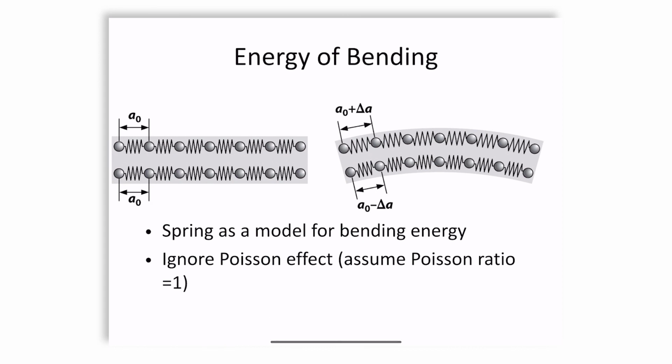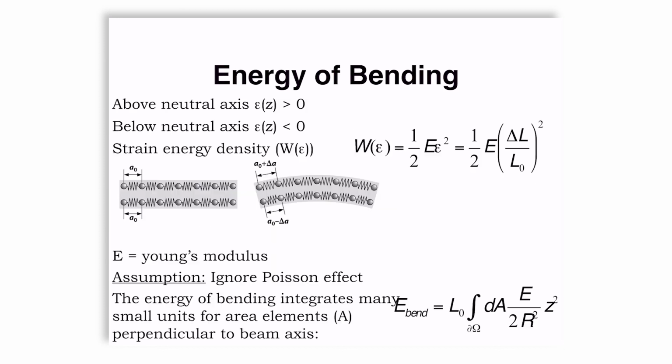Now, for the energy of beam bending, we can of course go back to the microscopic view of a beam, where you see a series of springs, which are attached to the atoms or molecules that make up the material, solid in this case, with a resting length of A naught. So when the beam is deformed, the ones above the neutral axis undergo a deformation which is plus delta A, and the one below it proportionately at the same distance undergo minus delta A deformation. We ignore the Poisson's effect, meaning to say we assume that the Poisson's ratio is 1.